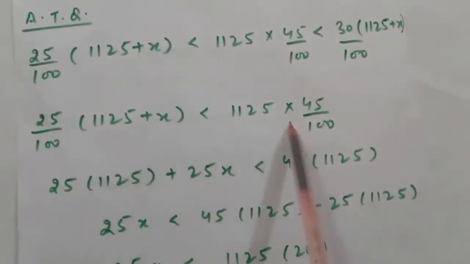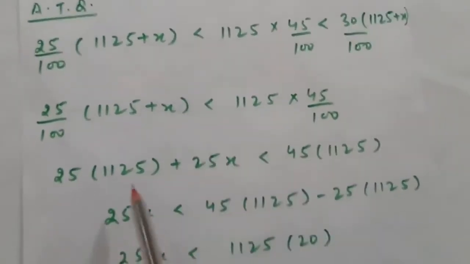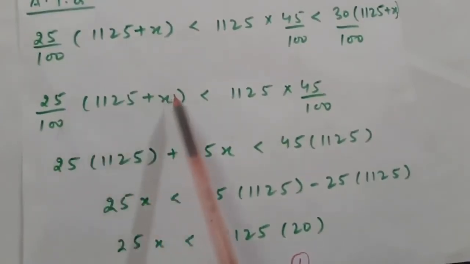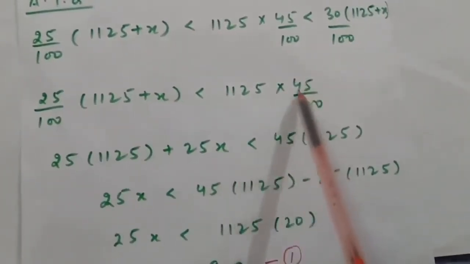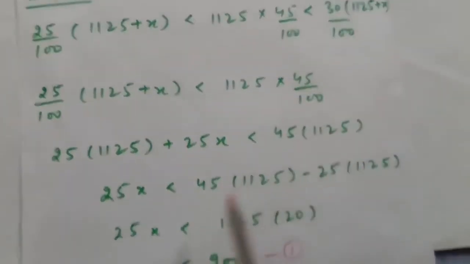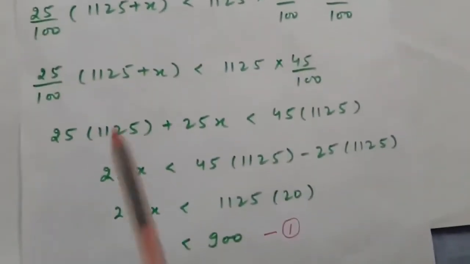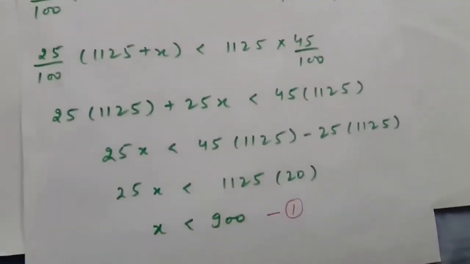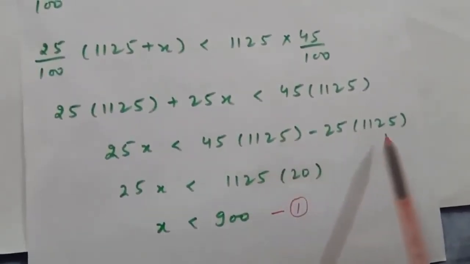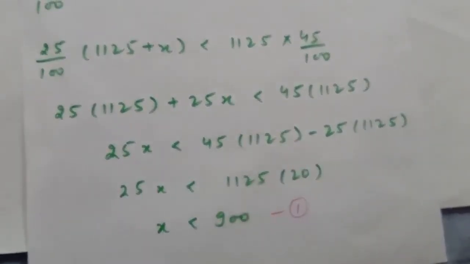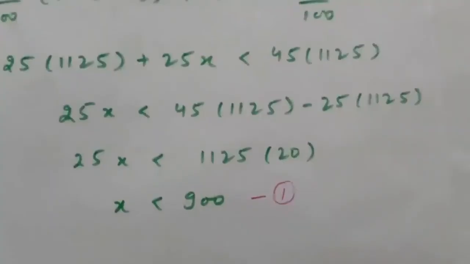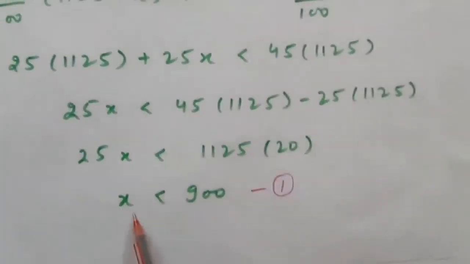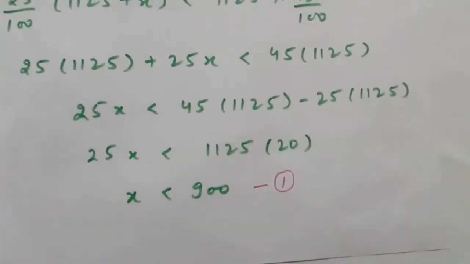So taking this first part, multiplying both the sides by 100, 100 will get cancelled. Now multiply: 25 into 1125 plus 25x less than 45 into 1125. Now subtracting both the sides by this quantity. Now from here you can see we can take 1125 common. So when you take 1125 common, you will get 45 minus 25, which is 20, right? Solving this, you will get x less than 900, and let this be 1.